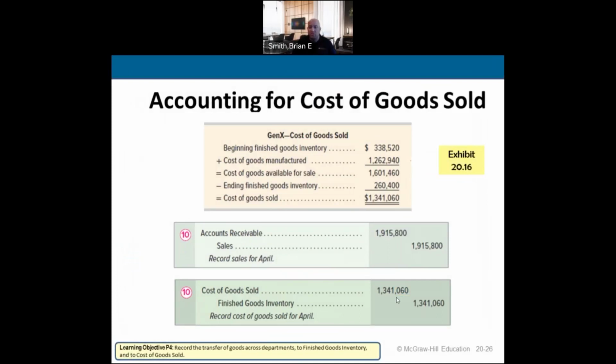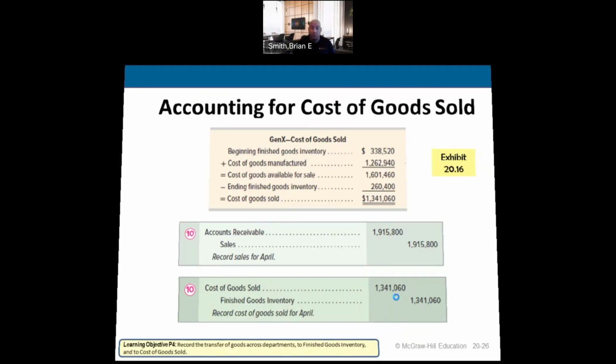So we're going to debit our cost of goods sold and credit our finished goods inventory to reduce our inventory and move that inventory to cost of goods sold, so that we can account for the sale of it and expense that now in the accounting period that we sold it in.